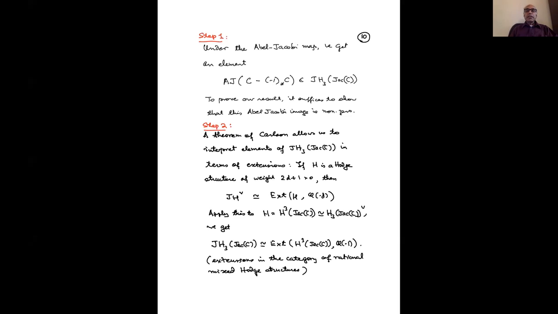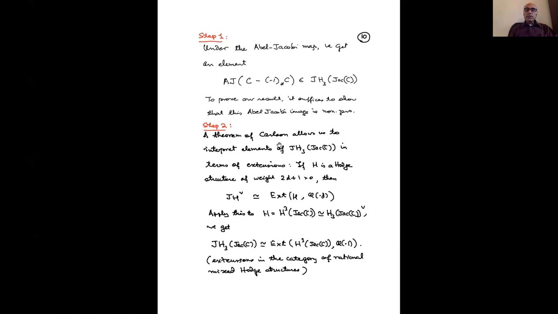So first thing is you take the Ceresa cycle and you hit it with the Abel-Jacobi map, you end up in the intermediate Jacobian JH_3 of the Jacobian of C. And so what we're going to show is, because my Abel-Jacobi map is defined with Q coefficients instead of Z coefficients, it's enough for me to show that the image is non-zero here.